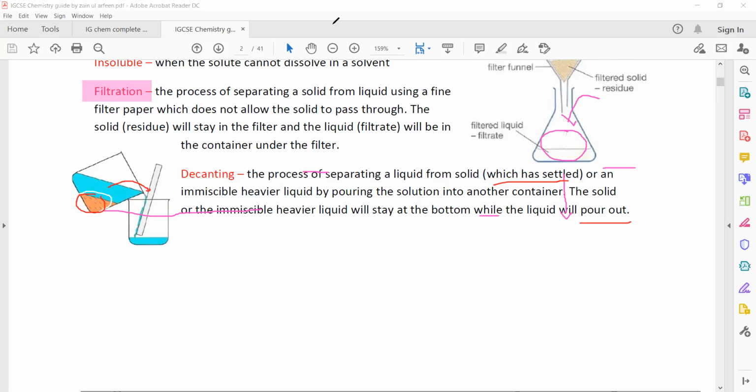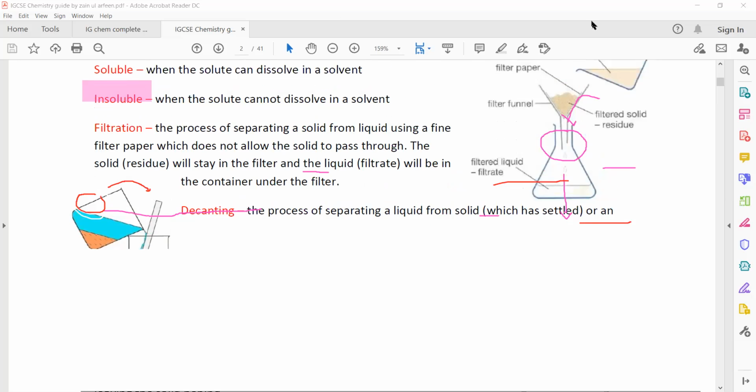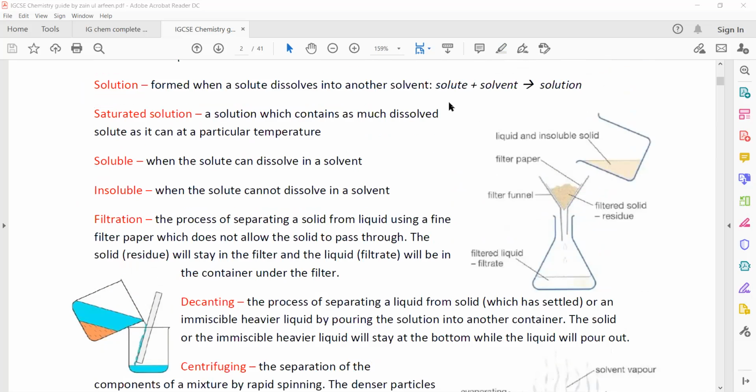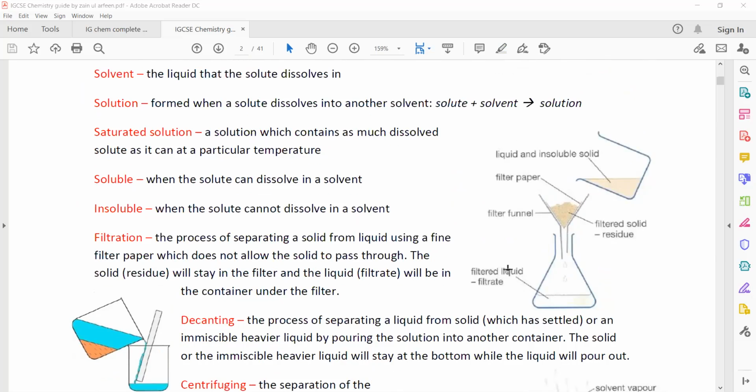What is the advantage of using filtration over decanting? Any idea? Which is more accurate, do you think? Filtration is more accurate. And which one is fast? Decanting. So basically, the advantage of using filtration is that it will be accurate.